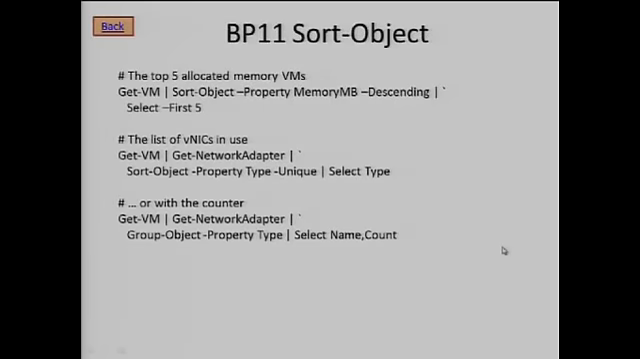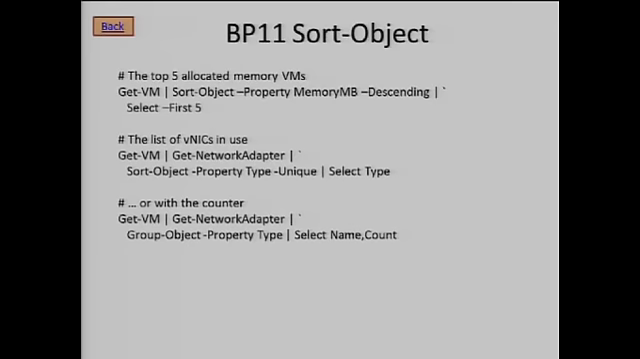What we did here is we have a few samples of this sort object commandlet. You want to see the top 5 of your VMs on the level of memory consumption. That's what you get here. You just select that property, memory in megabytes, and you order them in a descending order, and then you just pick the first 5 of them. So there you have it. In a couple of lines, you have your top 5 memory users in your environment.